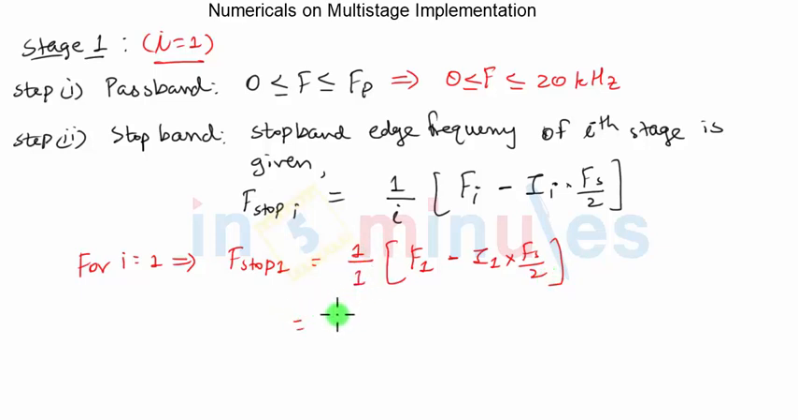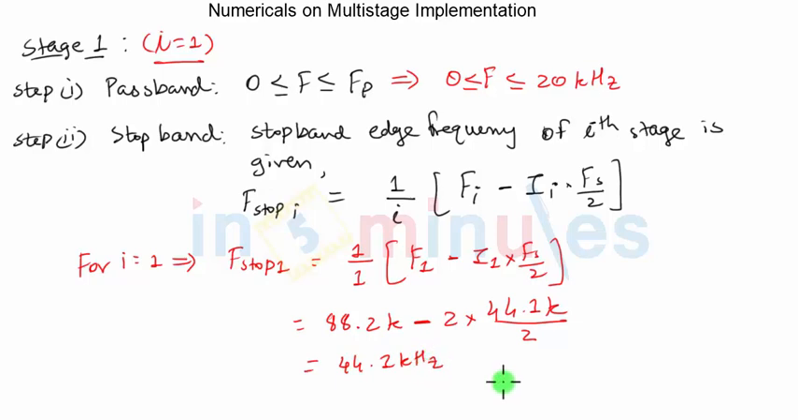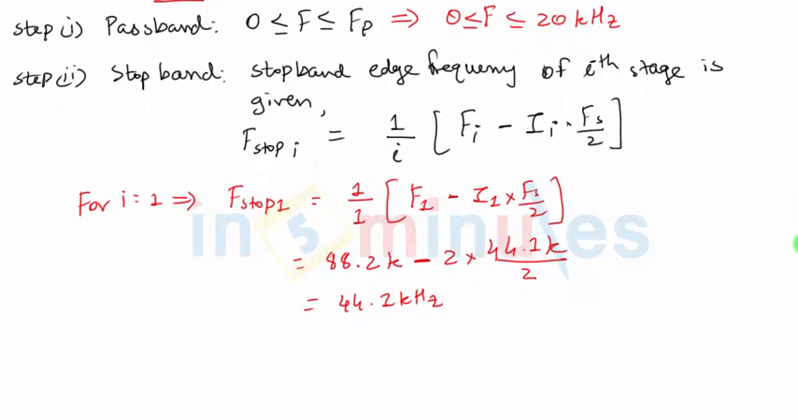Now what are these values? 1 upon 1 will be 1. F1 is nothing but the output sampling frequency at stage 1, and from the block diagram that we had drawn, this is 88.2K, minus I1 which is 2, into Fs, a constant value, 44.1K divided by 2. If you do this, the final answer will be 44.1 kilohertz. So that's my f stop. So we have got fp and f stop. This is what we require. One can draw the filter characteristics. Fp in this case comes out to be 20K and f stop comes out to be 44.1K.